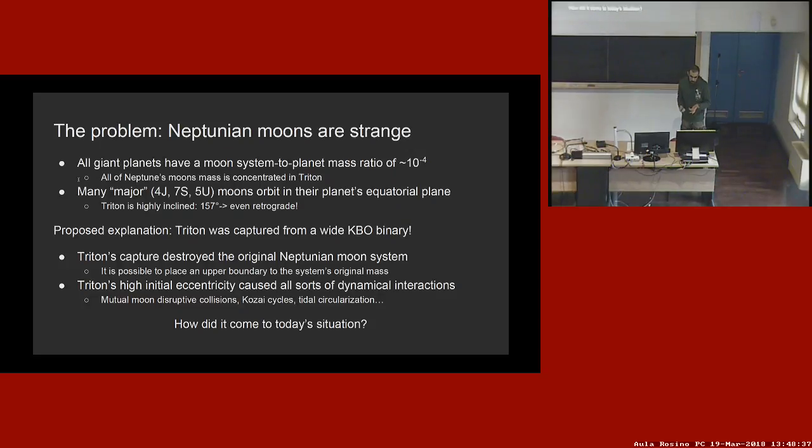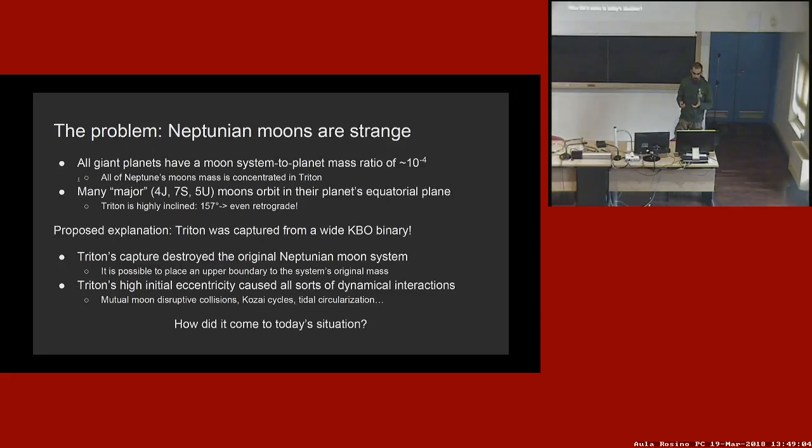The first proposed explanation that comes to your mind is that Triton is not an original satellite of Neptune. It happened somehow around Neptune. And the most probable scenario is that Triton was captured from a wide Kuiper belt object binary, which passed by the Neptune system. One body was captured and the other was ejected.